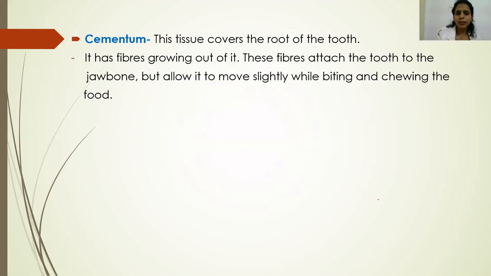And the last part is cementum. This tissue covers the root of the tooth, and it has fibers growing out of it. The tooth is attached to the jawbone with the help of these fibers. These fibers provide slight movement to the tooth while biting and chewing food. This is important, because biting and chewing become easier and painless because of these fibers which attach the tooth to the jawbone.